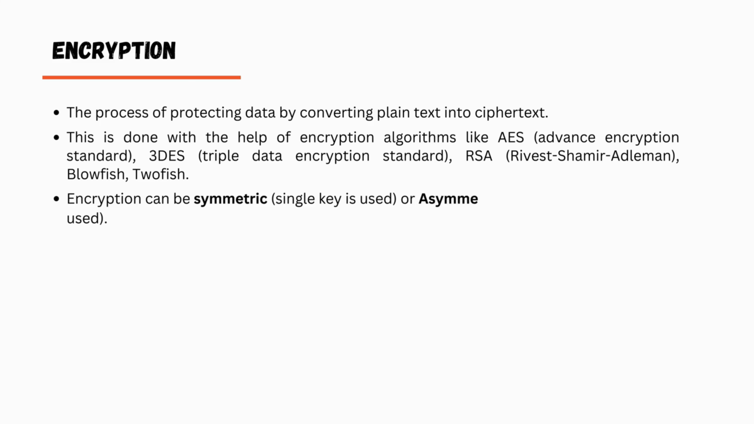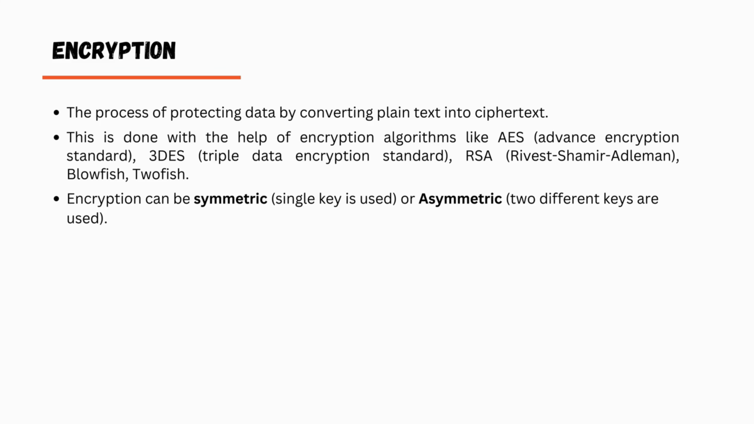The encryption used can be of two types. The first type is symmetric encryption. The second one is asymmetric encryption. Symmetric encryption is the process of encryption wherein a single common key is used for encrypting the data as well as decrypting the data. Whereas asymmetric encryption is the process of encryption wherein two different keys are used for encryption and decryption respectively.